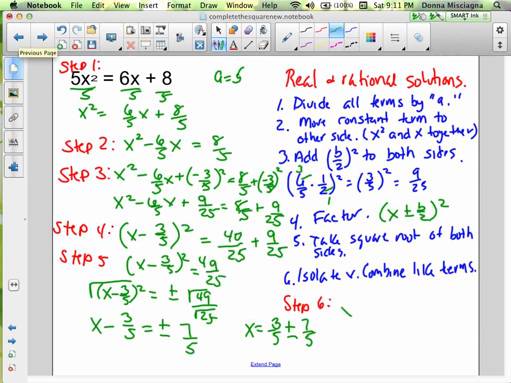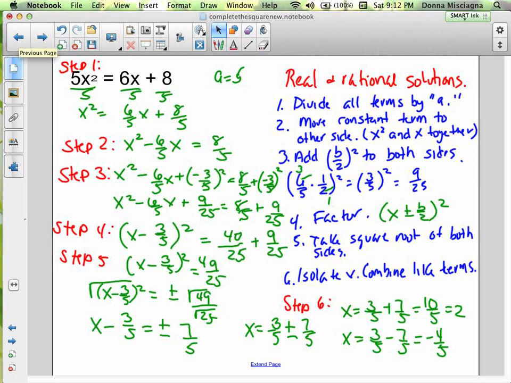All right, so we have x equals 3/5 plus 7/5, and we have x equals 3/5 minus 7/5. So 3/5 plus 7/5 is going to give us 10/5, which is 2. 3/5 minus 7/5 is going to be negative 4/5. And there's our answers. If you get rational solutions like this when you complete the square, it means it was factorable. But I want you to practice it anyway.